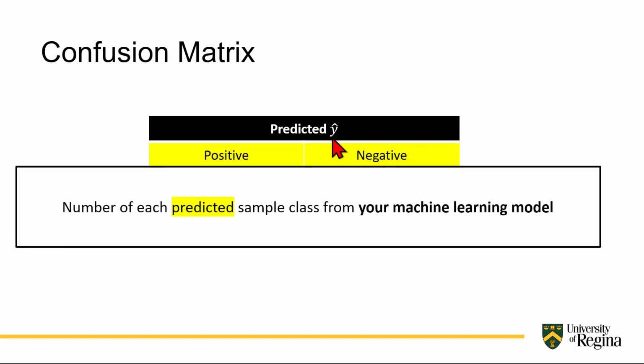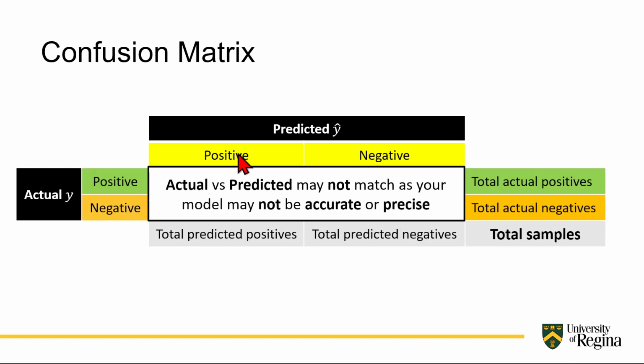Then we try to find the predicted outcome of our model, which is the estimated Y's. The model could predict some of the samples as positive or negative. So these two numbers that we gather are the number of each predicted sample class from your machine learning model. The predicted could be the same as the actual, or they could be different.